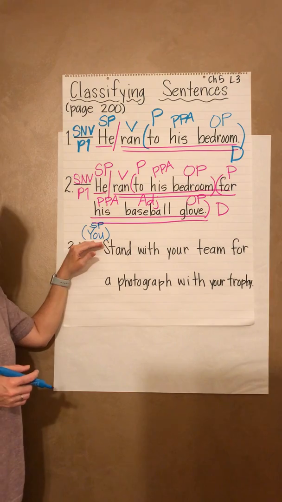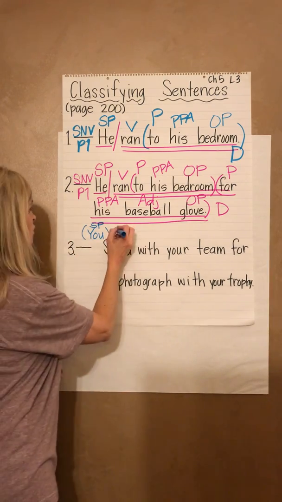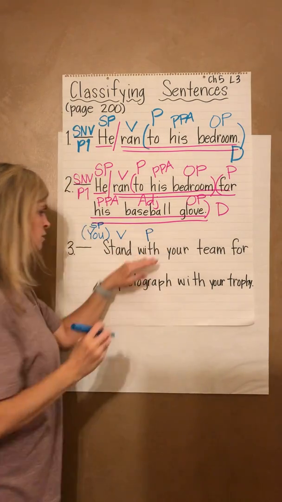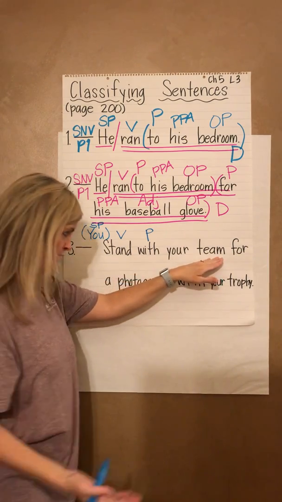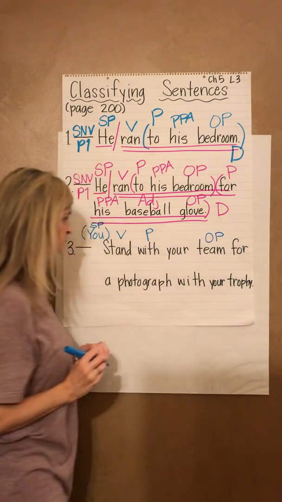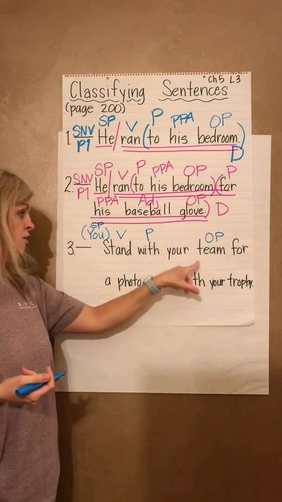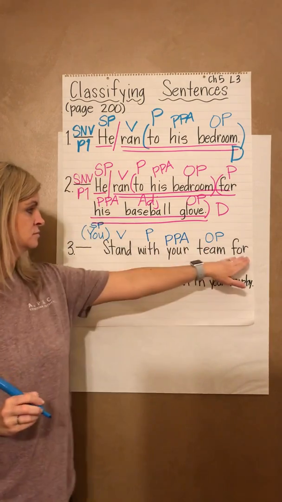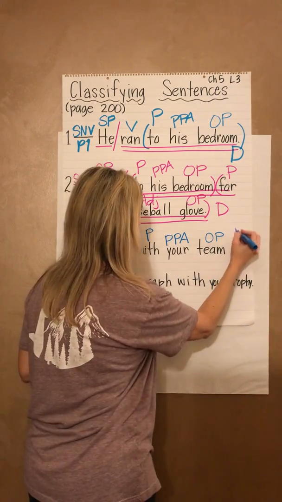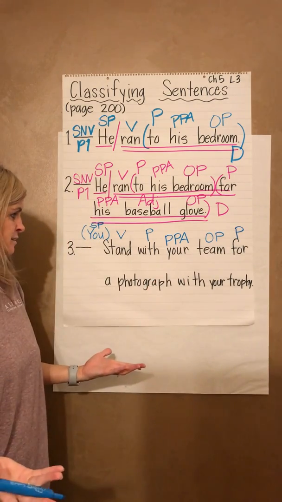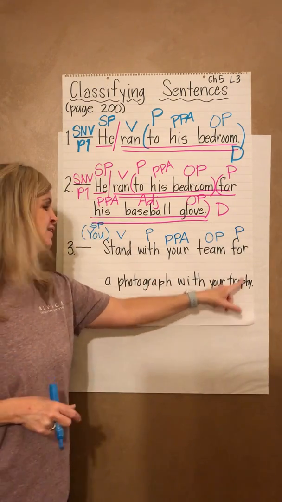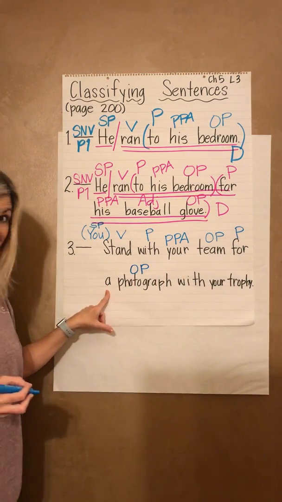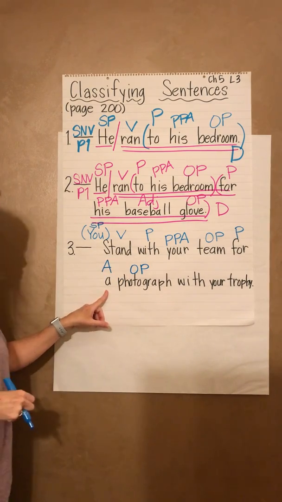What is being said about you? You stand, verb, with, preposition. With what? Team, object of the preposition. Hey, whose team? Your, possessive pronoun adjective. For, preposition. For what? Trophy? No. For what? Photograph, object of the preposition. A, article adjective. We know those are easy.